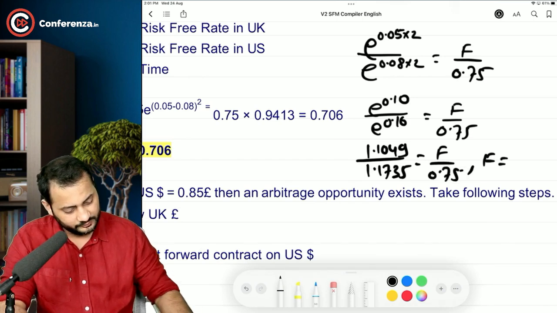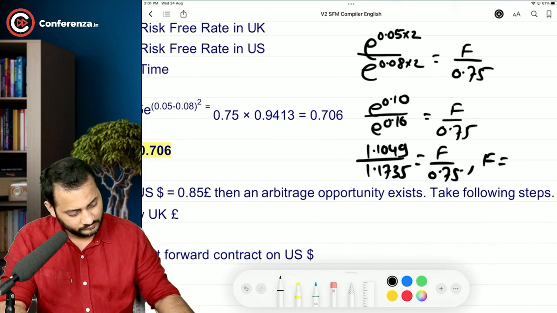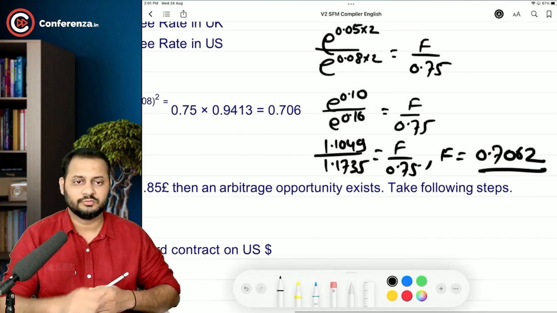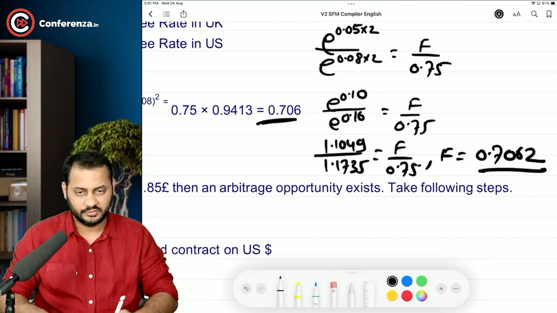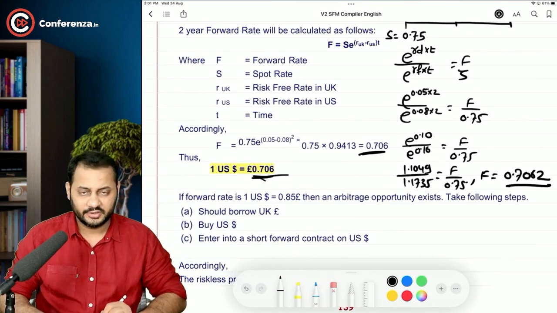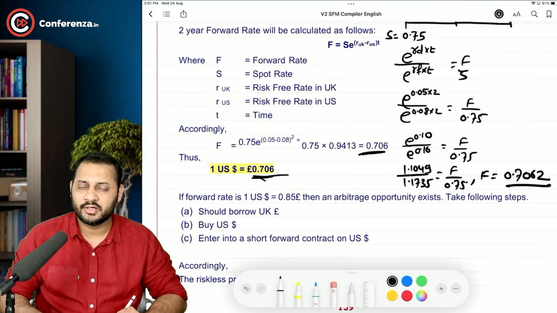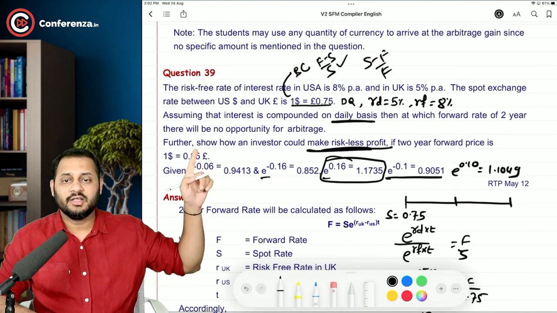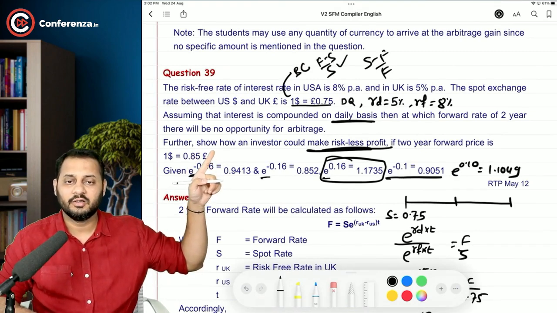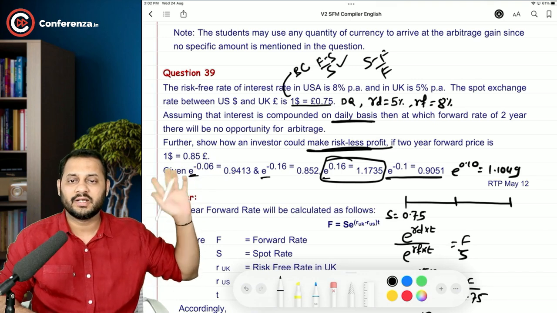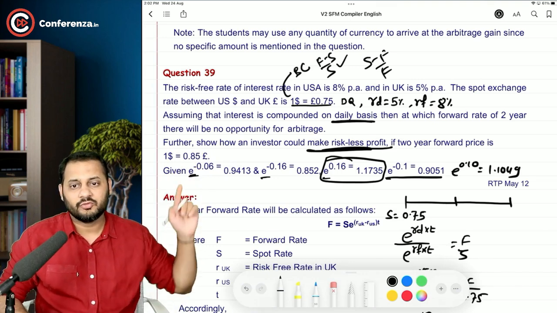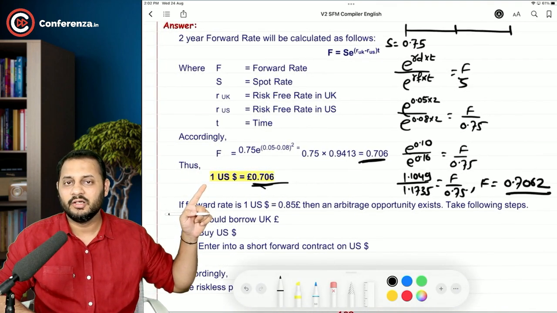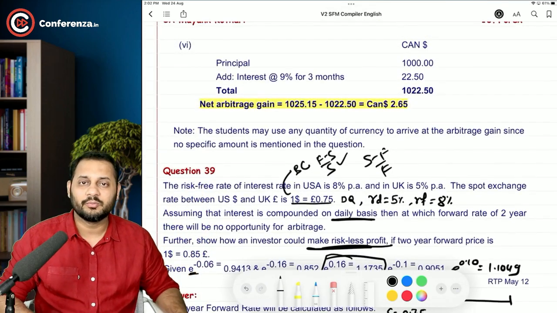And your F will be 0.7062. See, 0.706. To be more specific, 0.7062. This is the forward rate at which no arbitrage is possible. No arbitrage is possible. Now, further show how an investor could make riskless profit if the 2-year forward price is this much. If the forward price is 0.85, see, if it should be 0.706, only then you will be at no profit, no loss, means you cannot make profit.